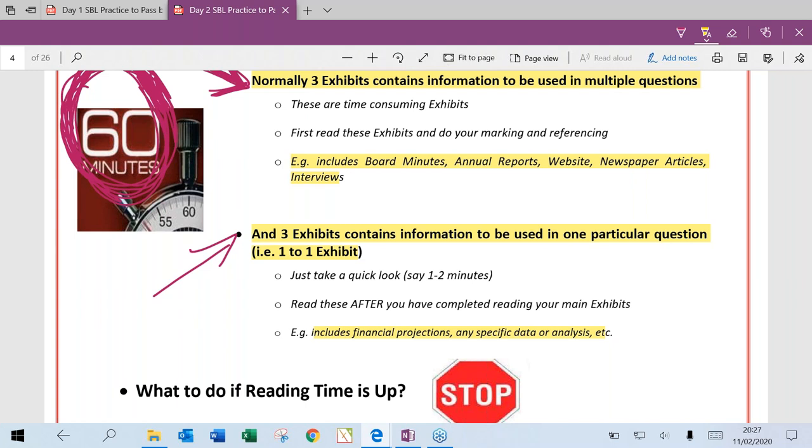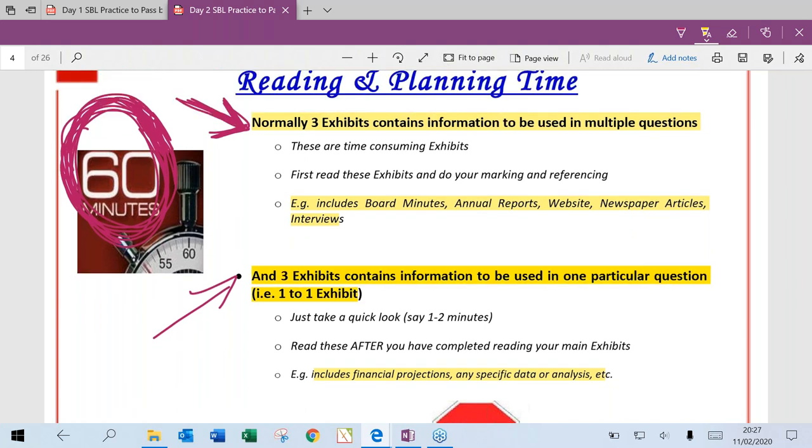So what I'm saying is, first read those exhibits which are multiple. For the 1-to-1, do not read them during the first 1 hour. You can take a quick look. Nobody is stopping you. For the 1-to-1 exhibits, you may spend 1 minute on it, just go through the broad headings and the high-level information and move on.